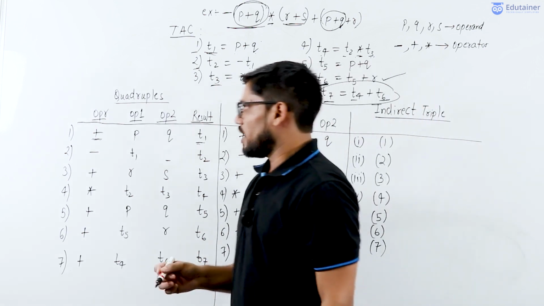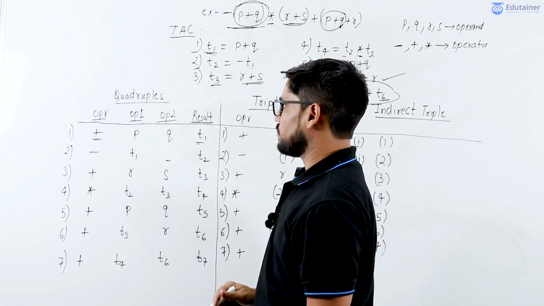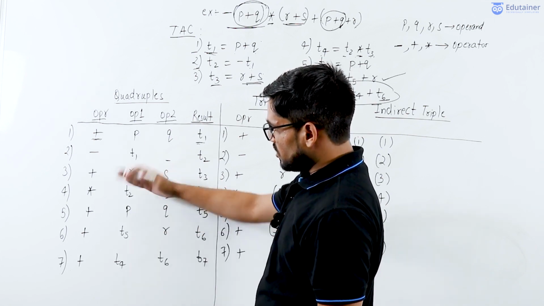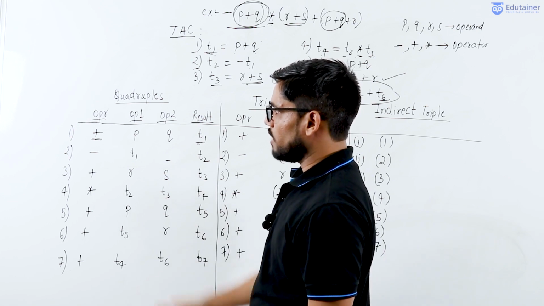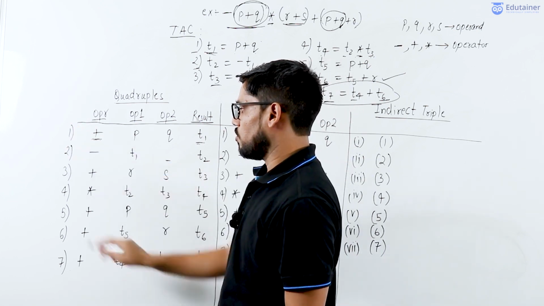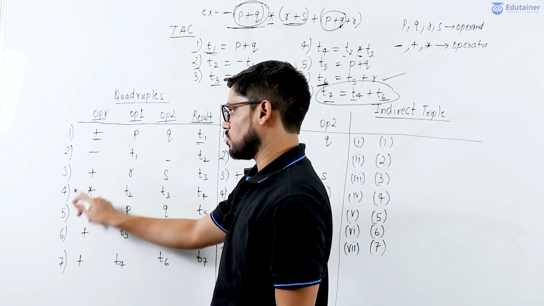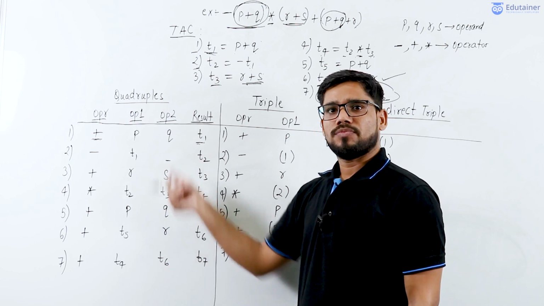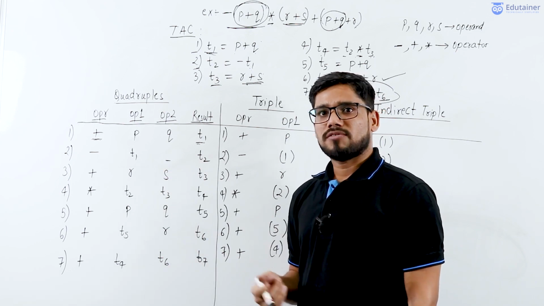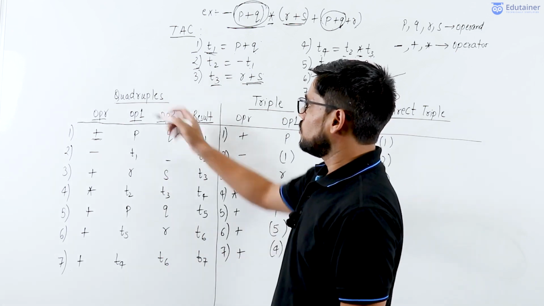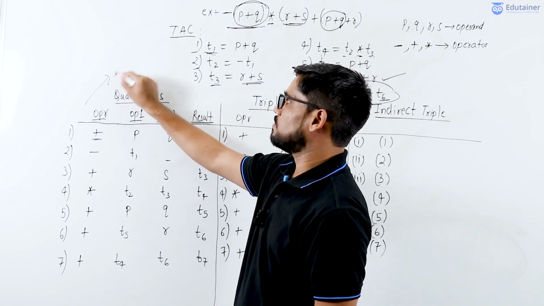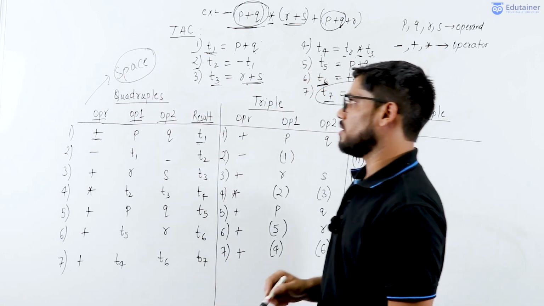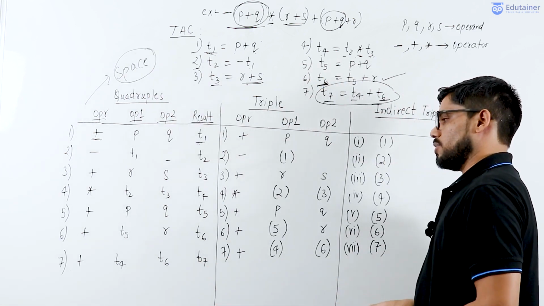First we have to see the advantage. What is the advantage of quadruples? The advantage of quadruples is that the different statements or instructions can be moved around. It means you can perform either instruction 1 first, or instruction 5 or instruction 2. Any instruction you can perform first. So instructions can be moved around in quadruples. And what is the disadvantage of quadruples? The disadvantage is that too much space is wasted. Space is the main culprit, which is wasted in quadruples.